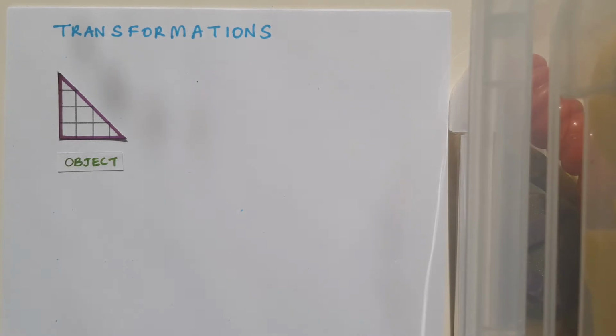This video is about transformations. Transformations is an area of geometry where I begin with an object, which can be a point or a shape, and I change how it looks by either changing its location or its direction.